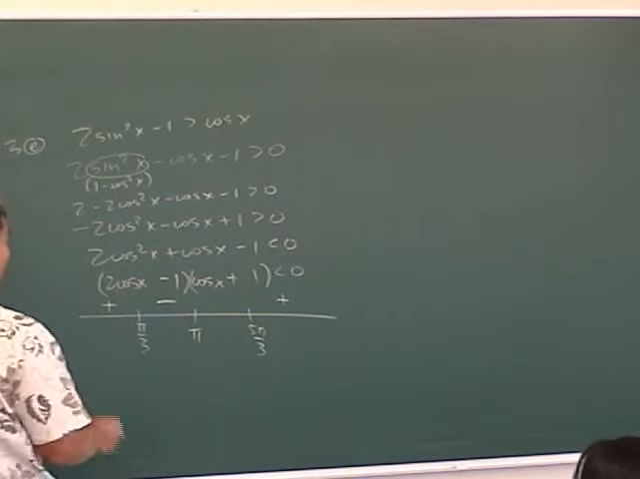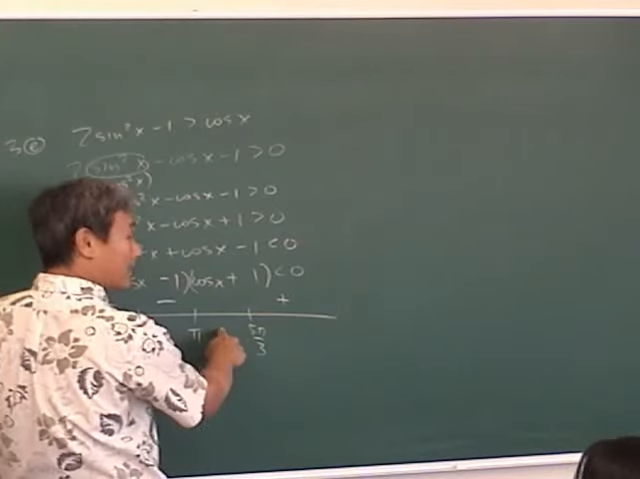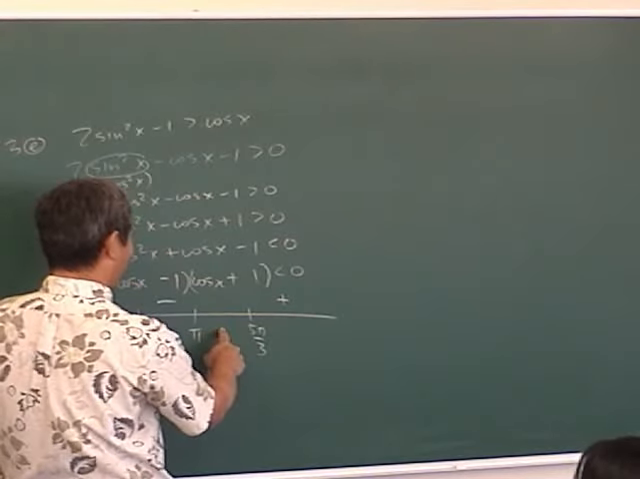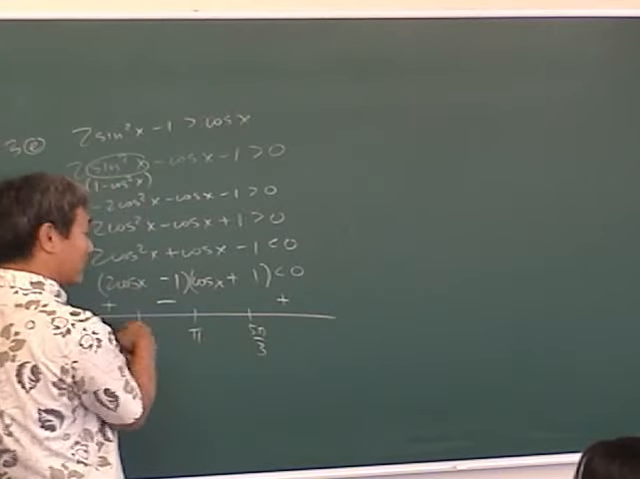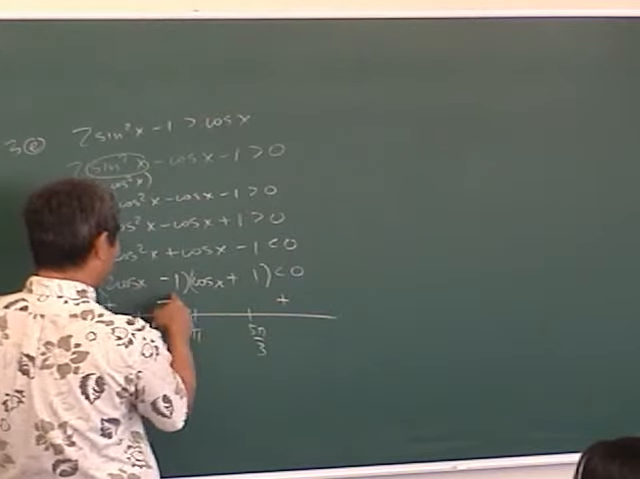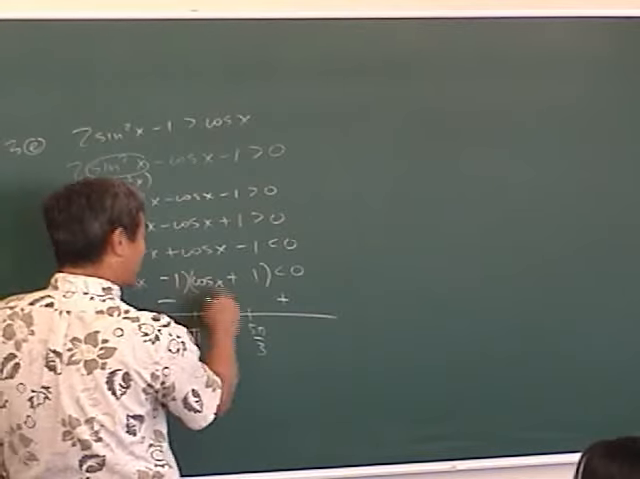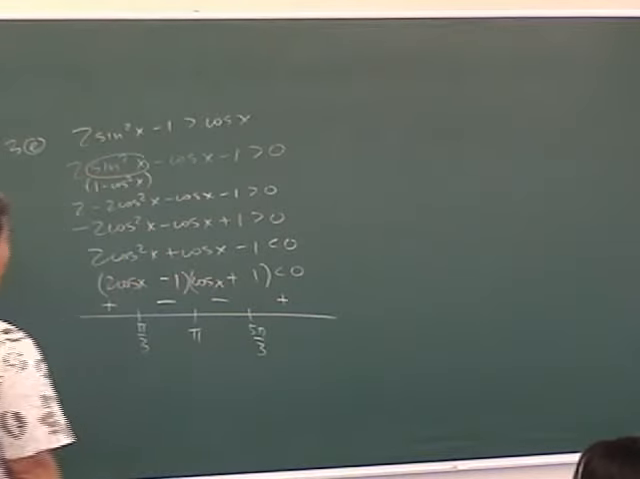There is no pattern. Okay, what's a good number to plug in here? What's a quadrantal here? 3 pi over 2. Cosine of 3 pi over 2 is 0, so that's good. 0 minus 1 is negative. 0 plus 1 is positive. Negative times positive is negative. There's your number line.